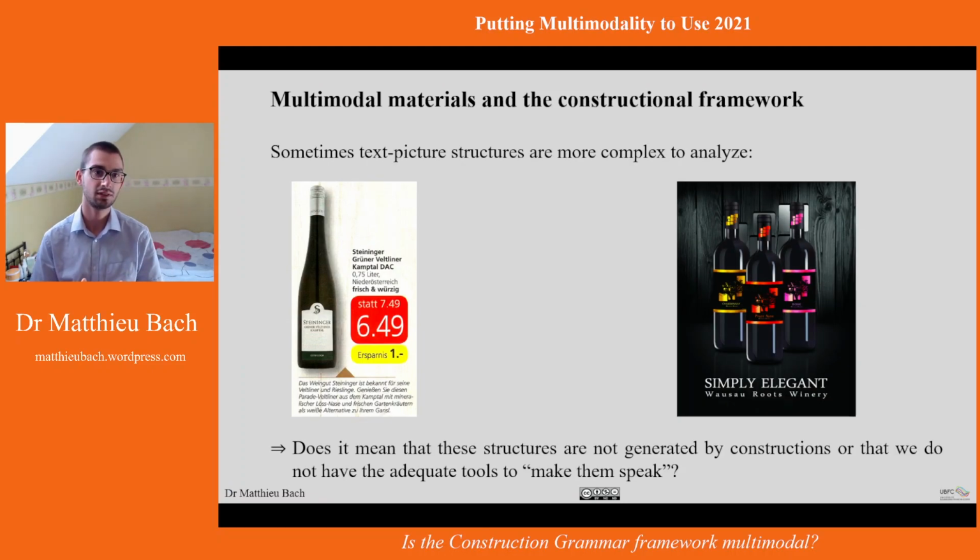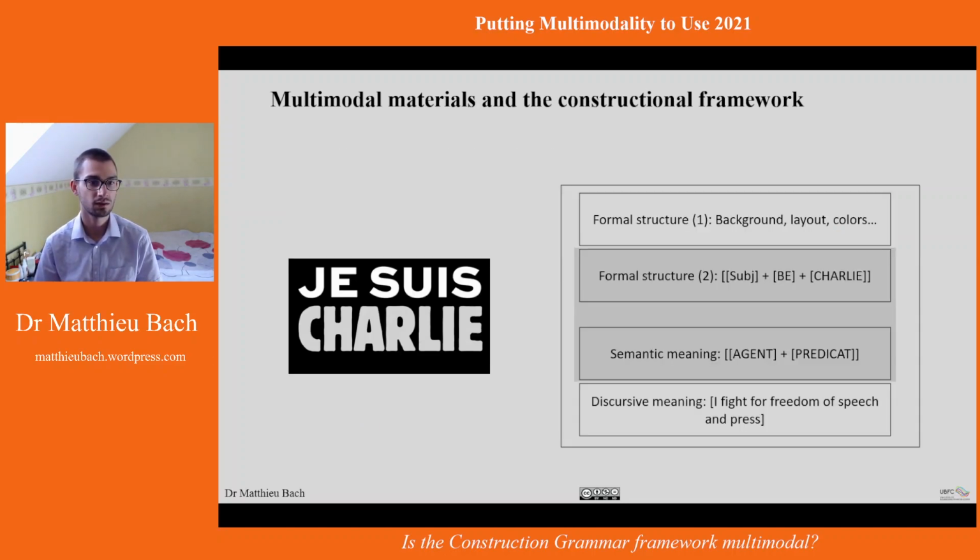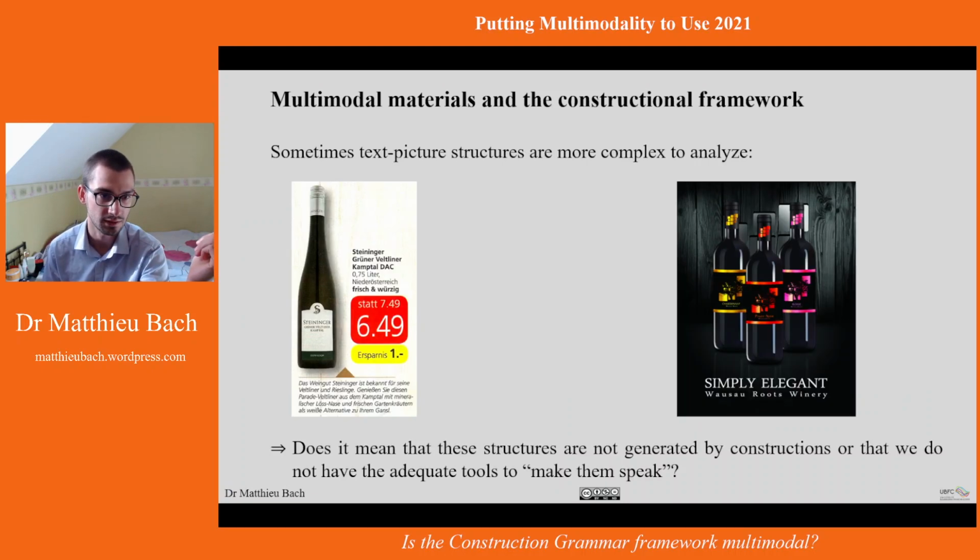But sometimes text picture structures are more complex to analyze, because when you have Je suis Charlie, then it's primarily a textual structure, and then we can say there are some additional multimodal restrictions, let's say. When you have pictures or multimodal structures, like the Austrian-German wine ad on the left-hand side and the other ad on the right-hand side, it's definitely more complex to analyze and to understand.